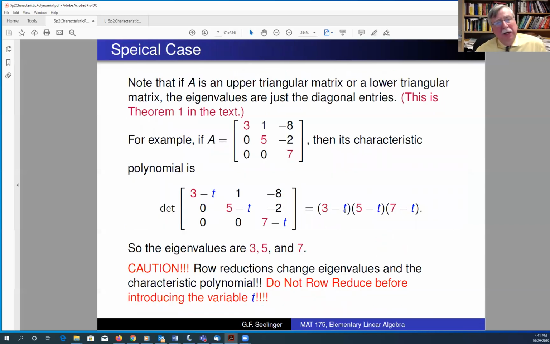We did talk about this special case when we have upper triangular matrices, because determinants are very easy then. Here's an example where I have an upper triangular matrix with diagonal entries 3, 5, 7. I subtract off t there, and I end up with a product of 3 terms, and I get eigenvalues 3, 5, and 7. So at least for an upper triangular or even a lower triangular matrix, the eigenvalues correspond to the diagonal entries. Again, there's this caution: row reductions change eigenvalues and the characteristic polynomial, so do not row reduce before introducing the variable t.